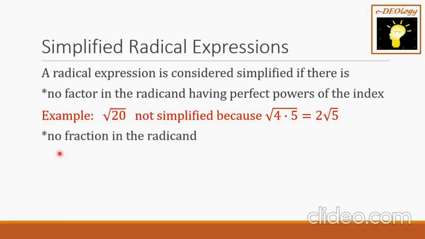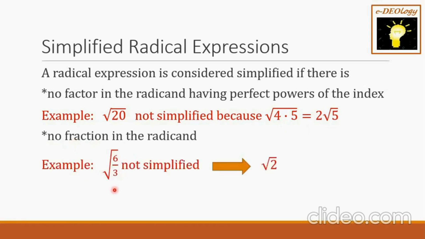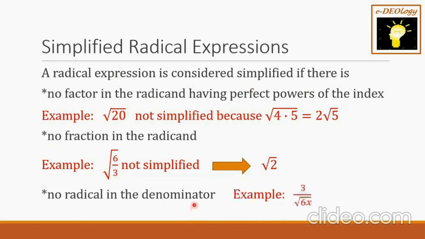Second, a radical expression is considered simplified if there is no fraction in the radicand. Let's have an example, the square root of the fraction 6 over 3. So when we divide the 6 by 3, we'll get this square root of 2. So this is now the simplified form. Third, a radical expression is considered simplified if there is no radical in the denominator. Example is 3 over the square root of 6x.